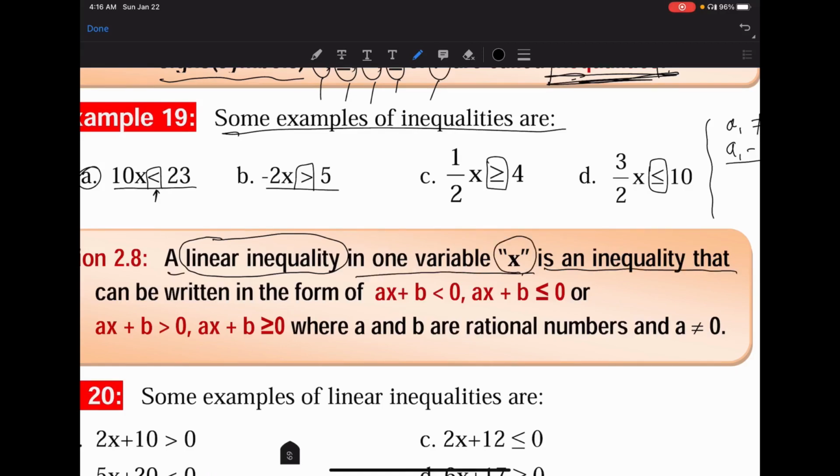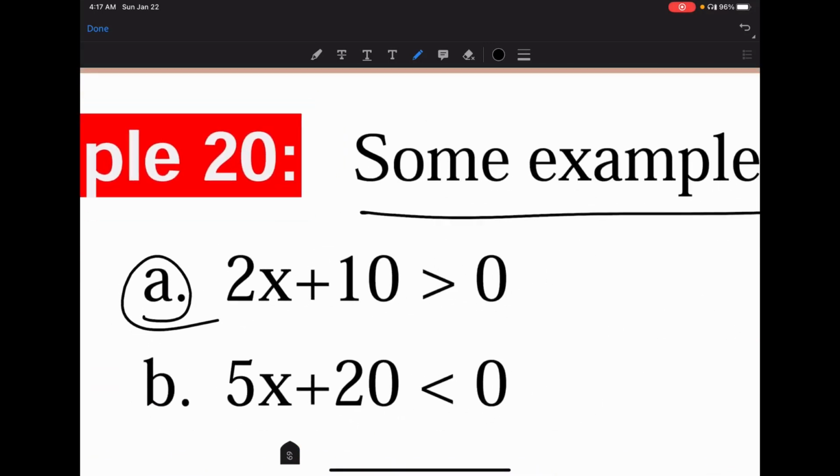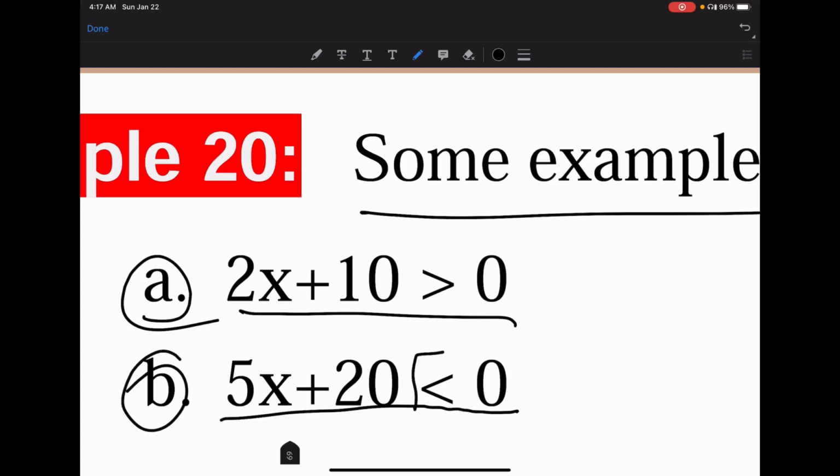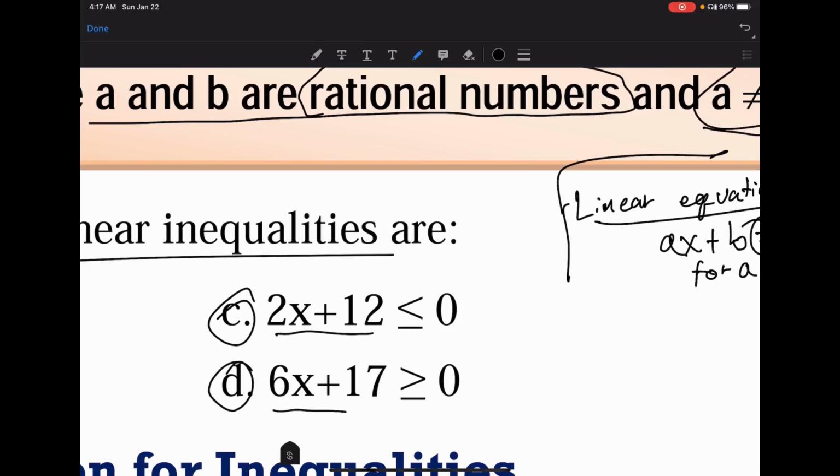is an inequality that can be written in the form of ax plus b is less than 0, ax plus b is less than or equal to 0, ax plus b is greater than 0, or ax plus b is greater than or equal to 0, where a and b are rational numbers and a is different from 0. Some examples of linear inequality: a) 2x plus 10 is greater than 0, b) 5x plus 20 is less than 0, c) 2x plus 12 is less than or equal to 0, and d) 6x plus 17 is greater than or equal to 0.